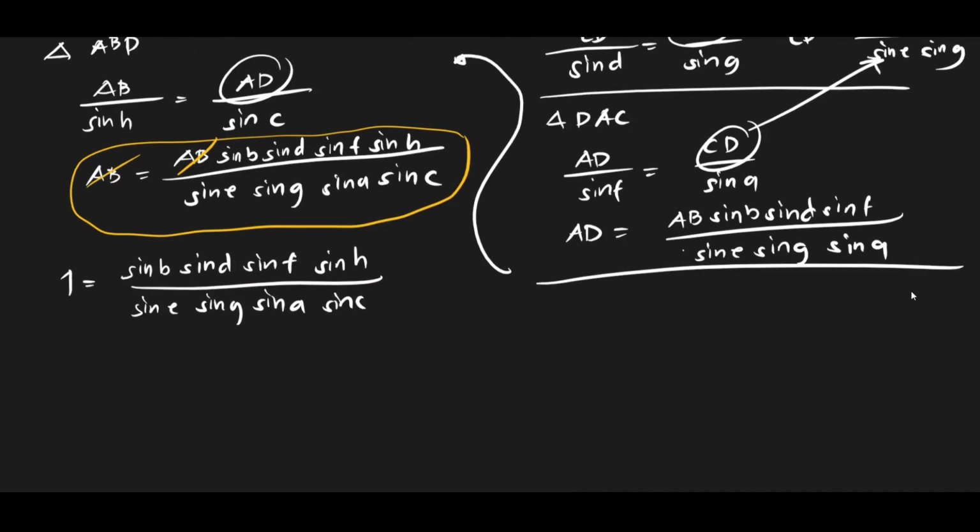Now if we manipulate this equation, if we multiply both sides by the denominator, we will get sine E sine G times sine A times sine C is equal to sine B sine D sine F and sine H.